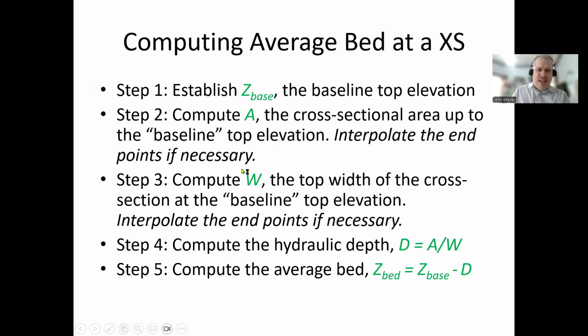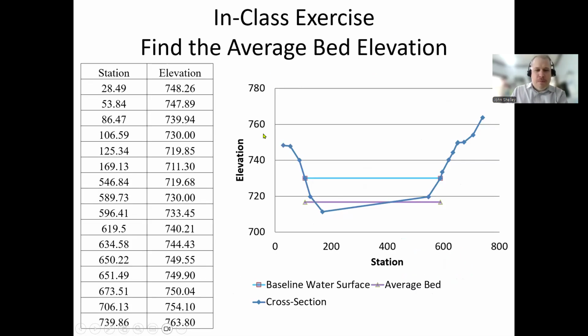Some of the examples I give, I might have made it easy for you, but in real data, you're always going to have to interpolate. You compute your top width of the cross-section at that baseline top elevation you selected. Again, interpolate those endpoints if necessary. Compute the hydraulic depth, which is the cross-sectional area divided by the top width. And then you compute the average bed, which is the baseline top elevation minus the hydraulic depth, and that gives you your average bed elevation. So that's computing the average bed.